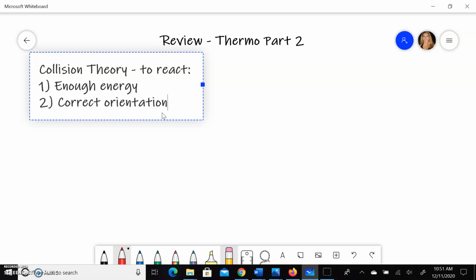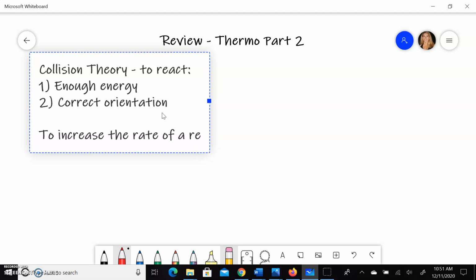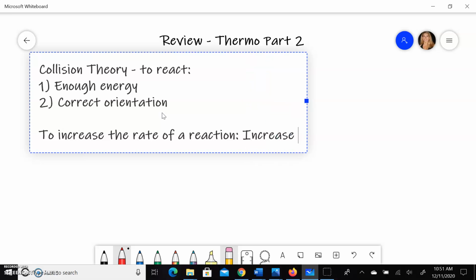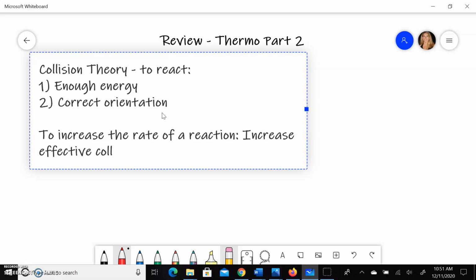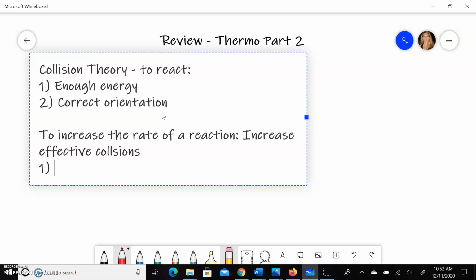So in order to speed up the rate of a reaction, if you could increase either one of these two, if you could increase the amount of energy that the reactants have, or if you could change the amount of energy required, or if you could change the amount of times that they collide so that you get more effective collisions, it will react faster. So in order to increase the rate of a reaction, you want to increase collisions. And not just any collisions, but collisions that lead to a product, so effective collisions.